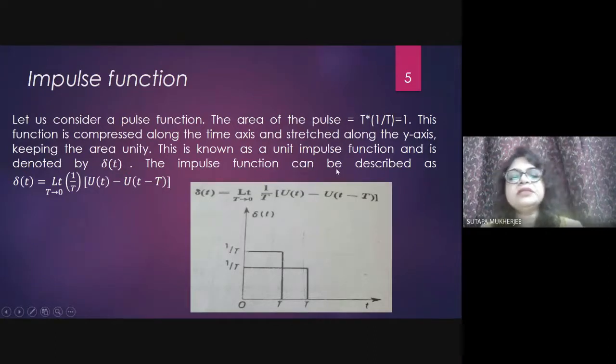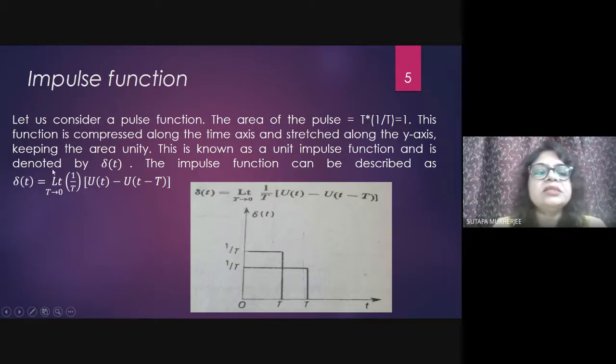The impulse function can be described as delta(t) equals the limit as t tends to 0 of 1 by t times [u(t) minus u(t minus t)]. So how can you explain the equation? Do you remember the step function?